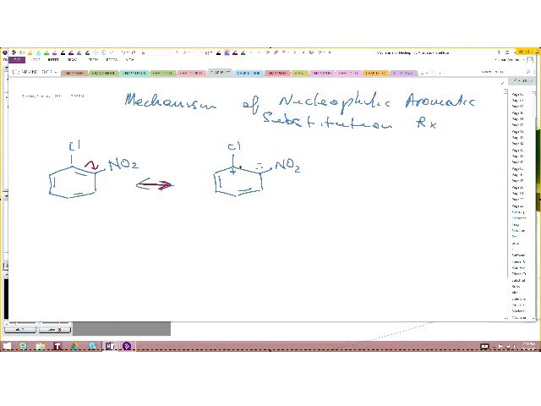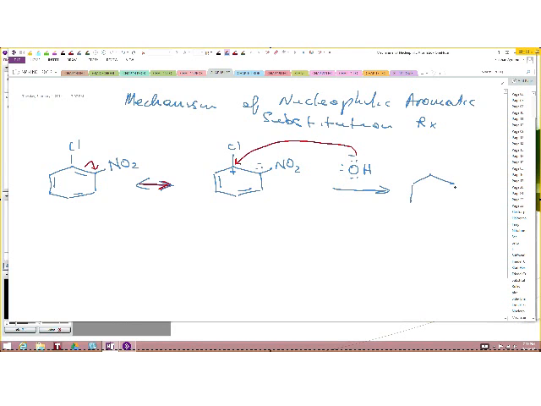Now form a carbocation right there. Now, at this point, the nucleophile, this time the hydroxide, simply comes in and attaches itself to this carbocation. And now what do you have?